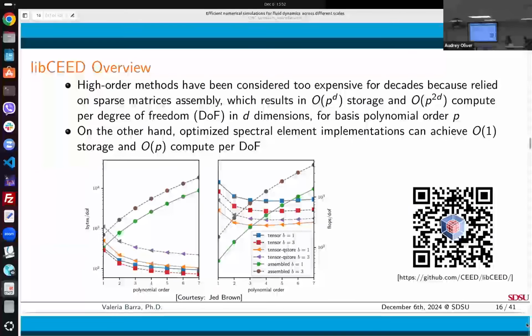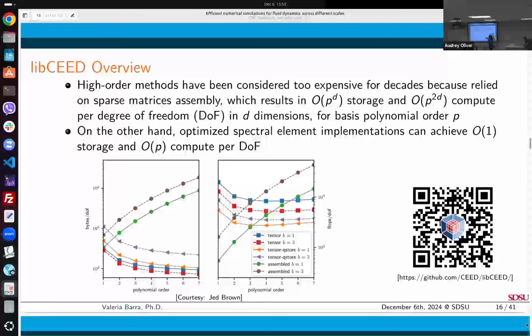On the other hand, optimized code, which does not assemble the sparse matrix, which is called matrix-free representation, can achieve order 1 storage and order P compute per degree of freedom. So these are very efficient. And these two graphs show you two different metrics for performance.